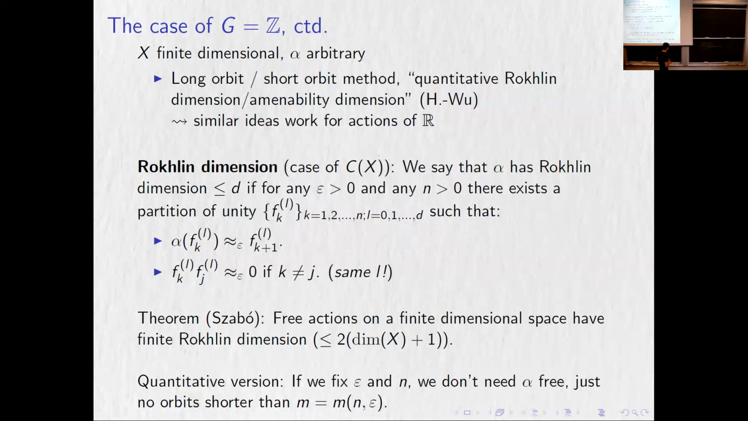So this is the definition for the action of the integers. We say that the action has Rokhlin dimension at most d if for any epsilon and any n, where n is the length, how many bump functions they have, right?